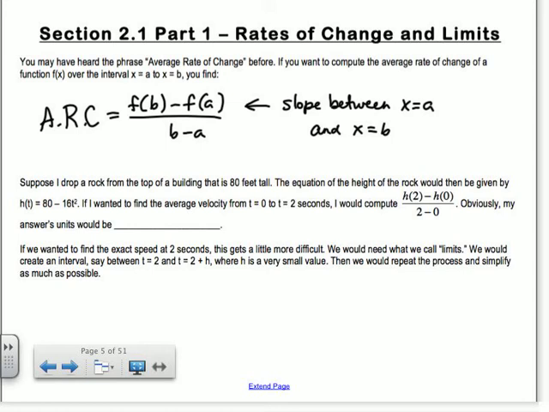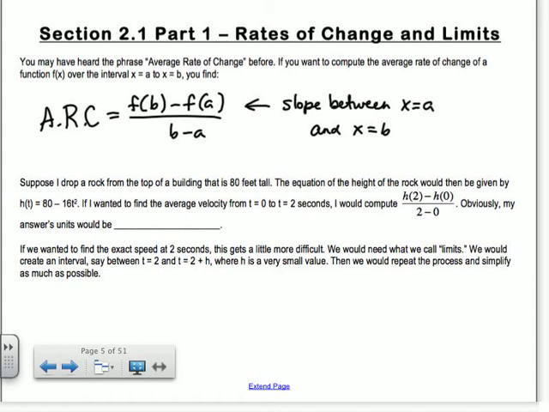So here's where you use something like that. Suppose I drop a rock from the top of a building that is 80 feet tall. The equation of the height of the rock would then be given by h of t equals 80 minus 16t squared. If you don't know that formula already, if you take physics, you'll know that very well. If you want to find the average velocity, the velocity is the change in the height per unit time, right? So the average velocity from 0 to 2 seconds, you would compute the height at 2 seconds minus the height at 0 seconds divided by 2 minus 0. Okay, so that's the average velocity.